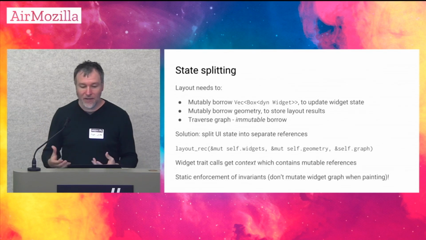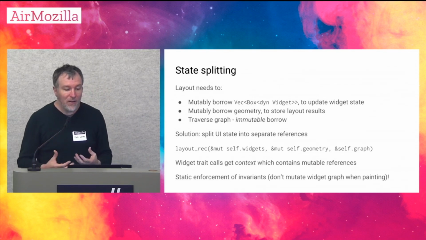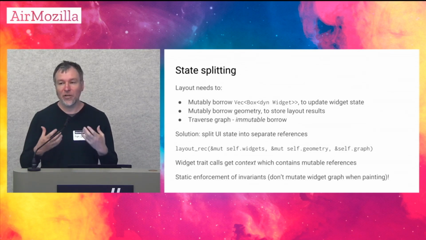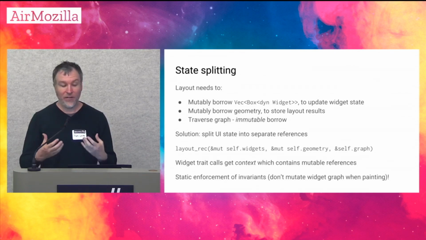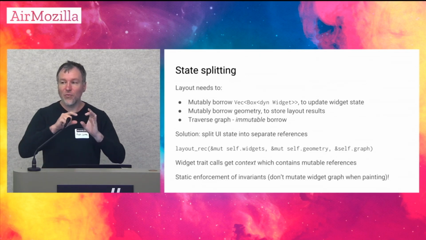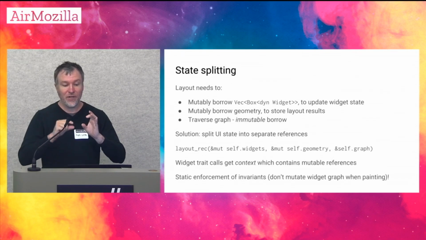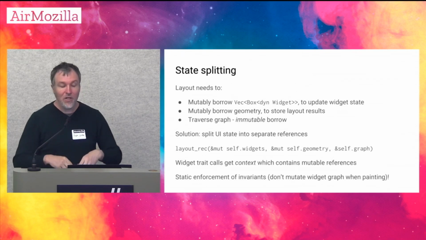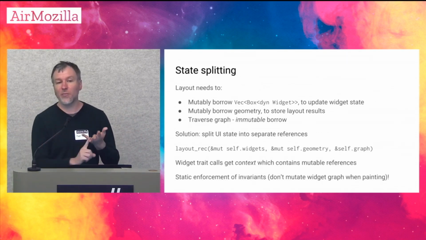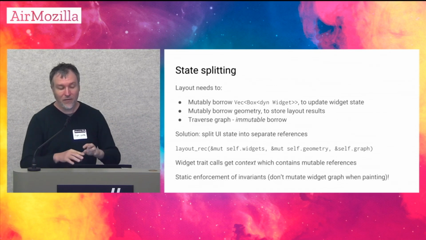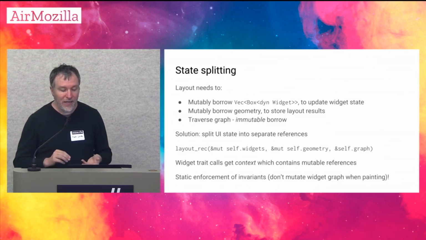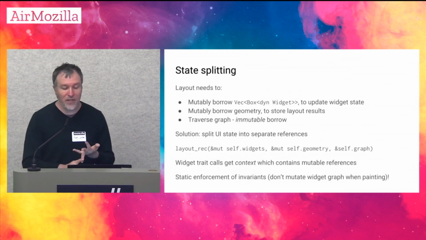And the way this is implemented is actually kind of simple. And this is one of the reasons why it has to be structure of arrays rather than array of structures. Because structure of arrays allows you to borrow each one of those arrays with a different reference with different mutability. So when you're doing layout, then you borrow widgets and geometry with mutable references, and you borrow the graph with an immutable reference. And for the other recursions, other traversals, you have different patterns there. And Rust helps you do this.